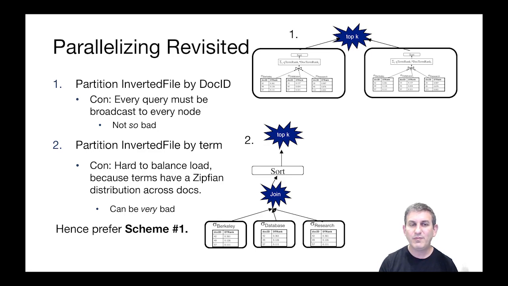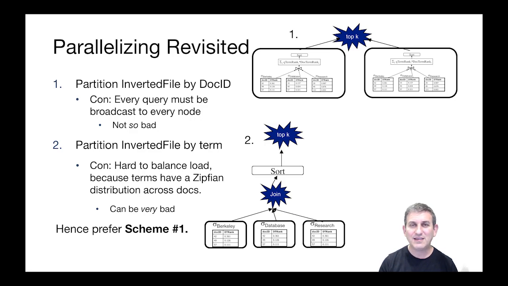The second scheme, where we partition the inverted file by term, has the con that popular terms will make the nodes that hold them very busy. So if you're the node that's responsible for Bieber, you're going to get a lot of queries and you're going to have a lot of documents. If you get the term database, you'll have fewer queries and fewer documents.